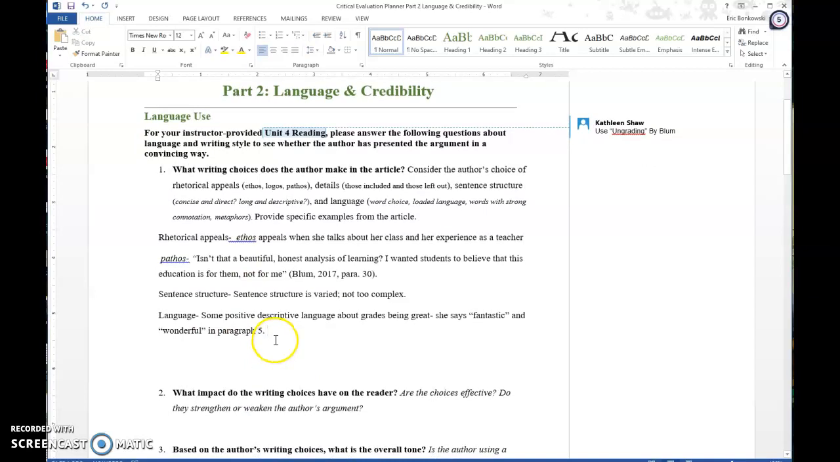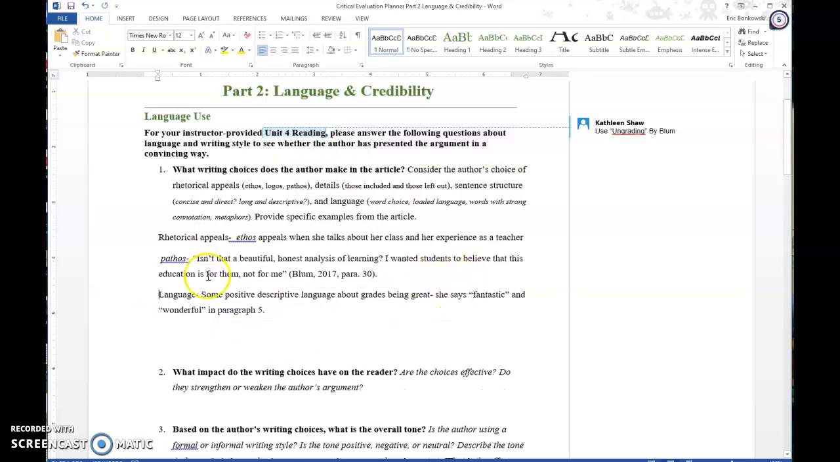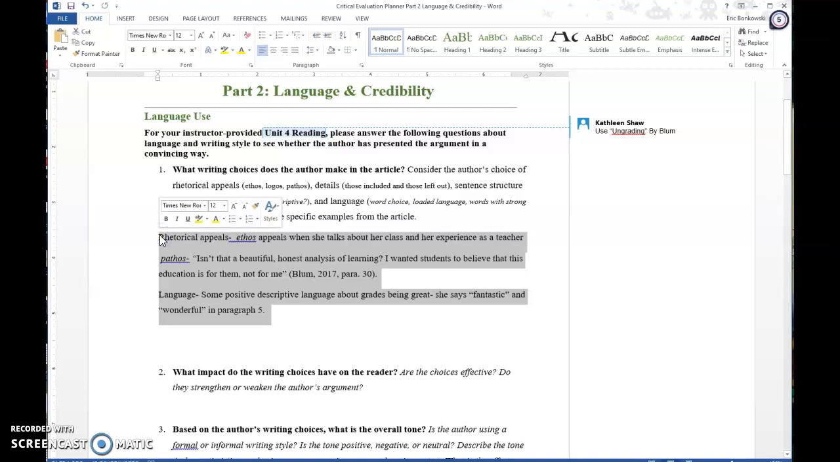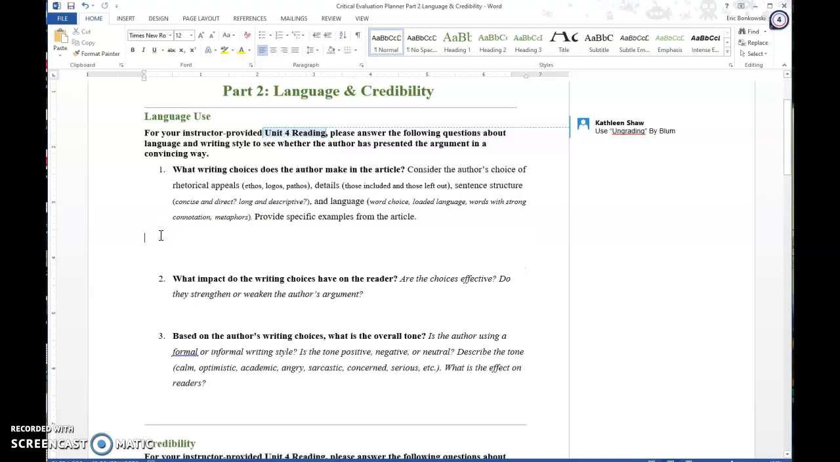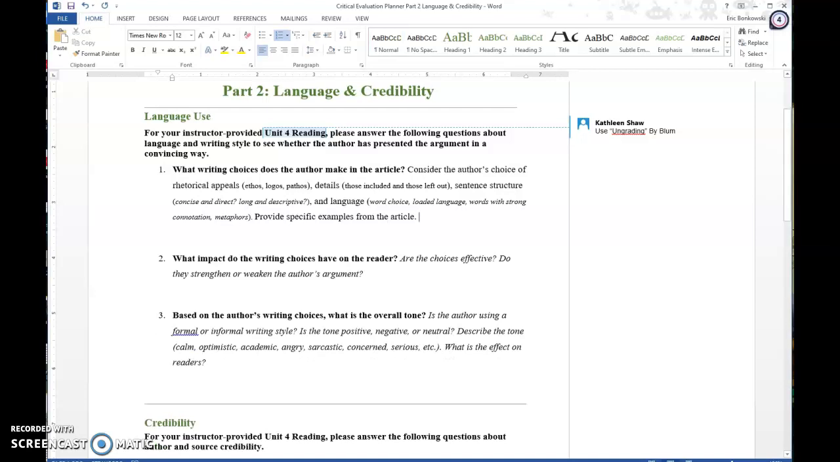And honestly, if you're thinking, wow, Ms. Shaw's playing it really loosey-goosey with this. You mean I don't have to include this detail section? I only have to talk about ethos if I want. I don't have to include sentence structures if I don't feel like it. Yeah, just try your best to answer these questions, because the purpose of this is to think about the choices this author made, the conscious choices this author made when she was writing.